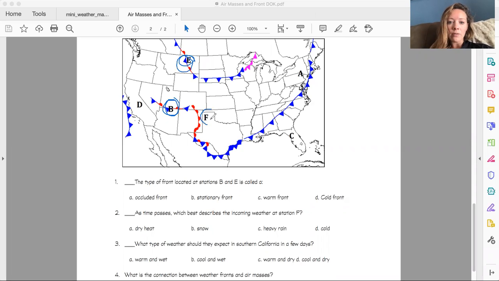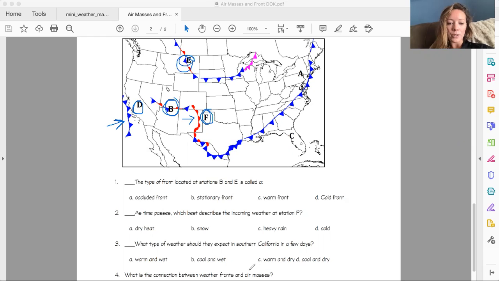Okay, number 2, as time passes, what best describes the incoming weather at station F? So you're here at F, and this red line is moving in towards you. So you want to know, what does the red line mean? And then what weather is associated with that red line? What type of weather could you expect in Southern California? So that's like D area. And again, this blue line now is moving in towards California. What does that blue line mean for which front it is? And then what weather is associated with those?